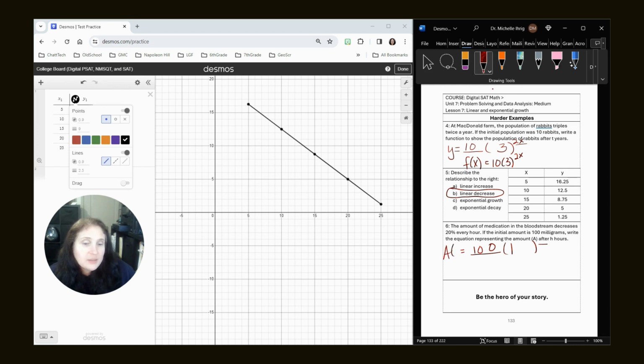So we've got A sub H, 100, it decreases, so I'm going to put a minus sign, but don't put minus 20. Remember, it has to be a decimal. So 20% as a decimal is 0.2, and it's every hour, so it's just H like that.